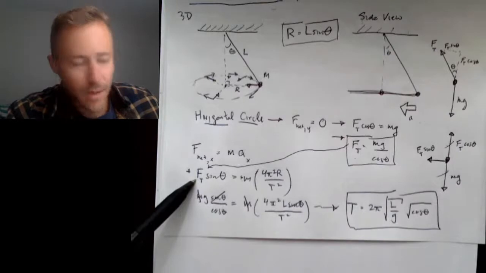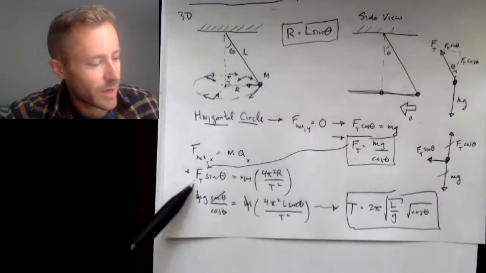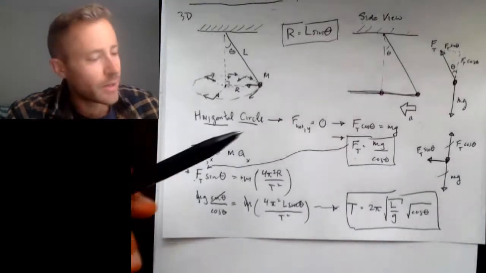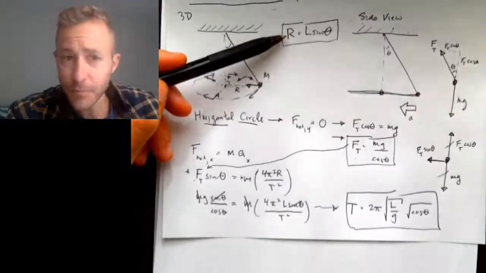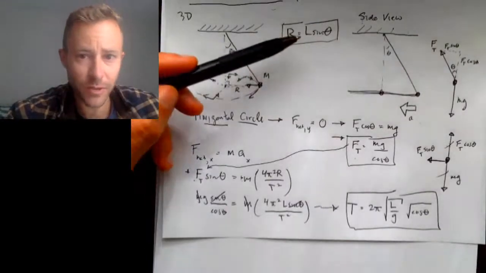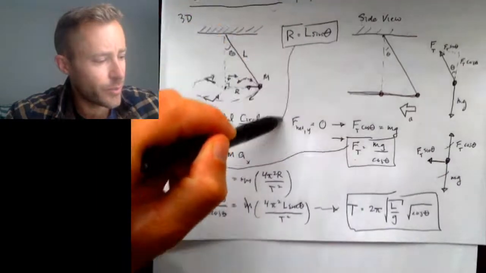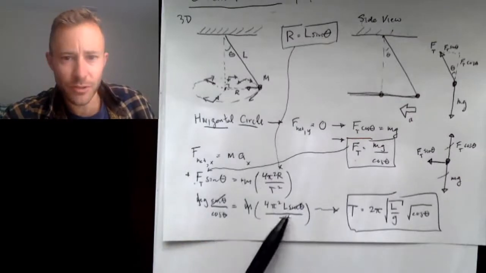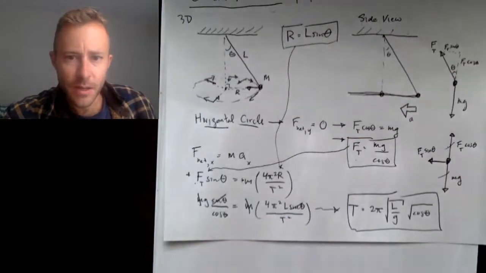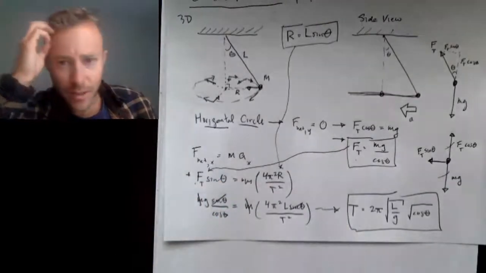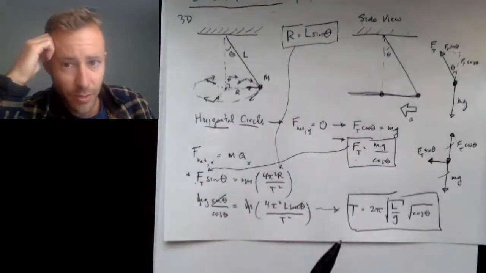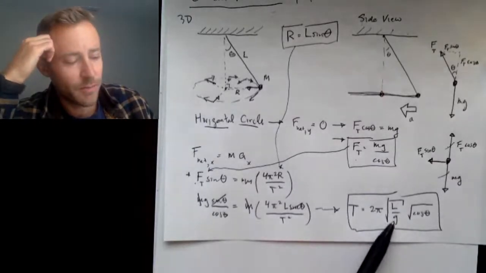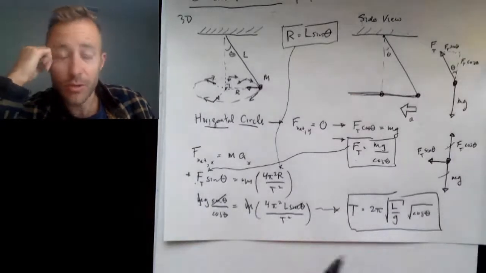That gave me mg over cosine of theta, so mg sine theta over cosine theta. And then I used the fact that the radius of the circle is not the same thing as the length of the string. So I took this and plugged that in. See how in the next line we have L sine of theta. Then I did some algebra, and we get that the period of the conical pendulum is 2 pi square root of its length divided by gravity times square root of cosine theta.